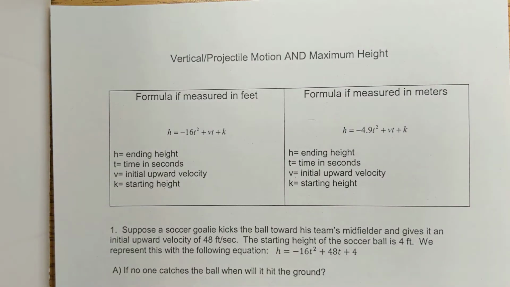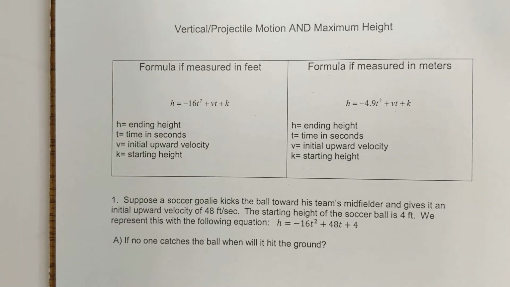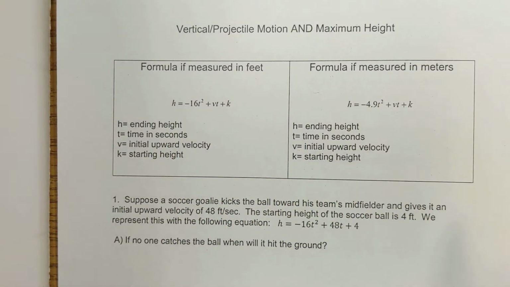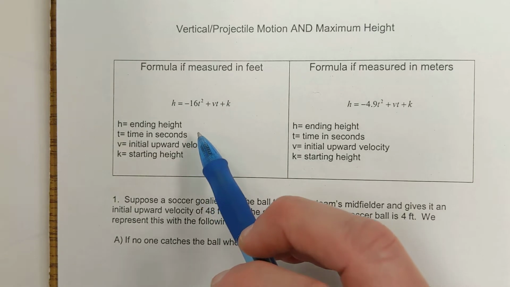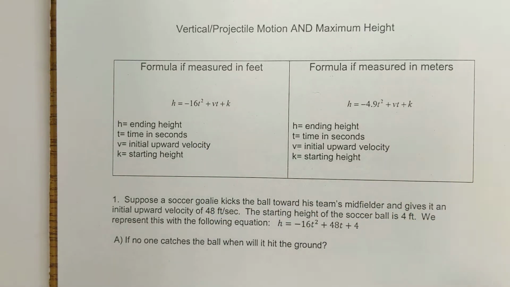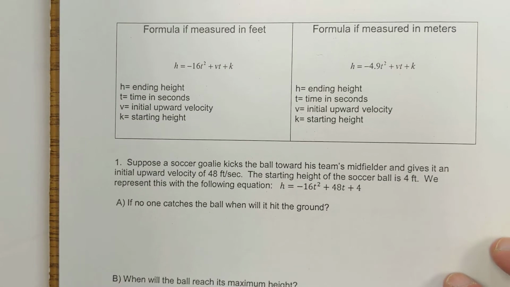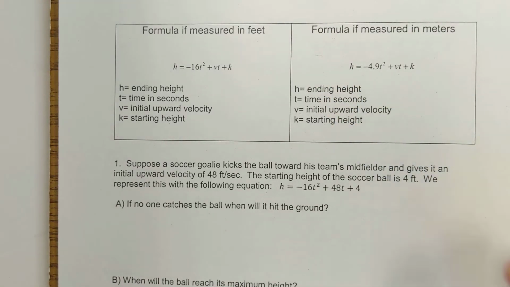Hello students, today we're going to take a look at vertical and projectile motion and maximum height combined together. So we're going to do both all in one scenario and question. At the start here you've got a little review. You've got the formula for height measured in feet versus height measured in meters. We have both those formulas there at the start and a review of the variables that go with them.